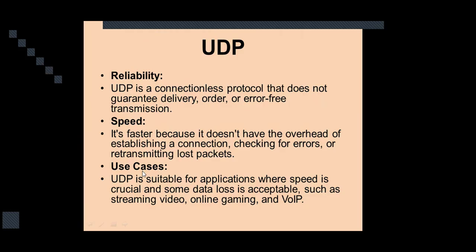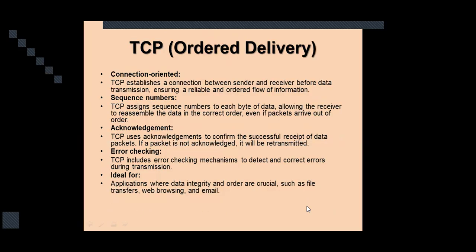Then we have UDP reliability, speed, and use cases. Similarly, UDP is connectionless, and TCP is connection-oriented. UDP does not guarantee delivery, order, or error-free transmission. Speed is faster because it does not have the overhead of establishing a connection or error checking. Use cases: UDP is suitable for applications where speed is crucial and some data loss is acceptable, such as streaming video, online gaming, and voice over IP. Then TCP: ordered delivery, connection-oriented, sequence numbers, acknowledgements, and error checking.